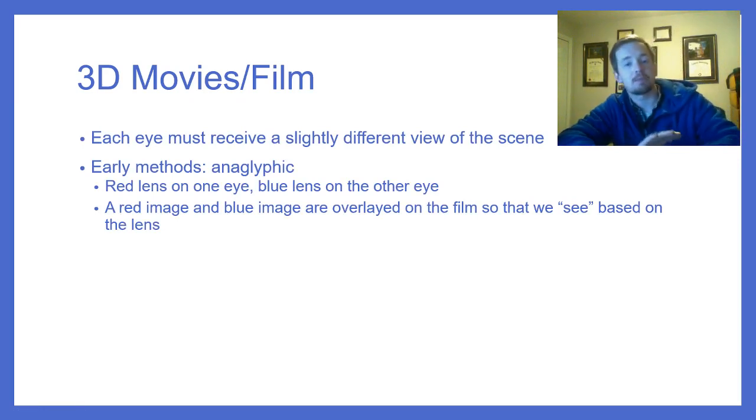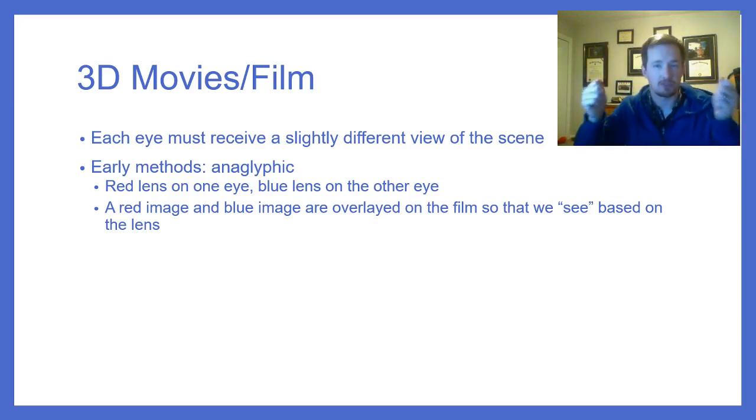So you may remember when we were talking at the very beginning of the chapter, we were talking about those two pictures and how they're very similar to one another. But if one eye sees just one of those images and the other eye sees just the other image, our brain puts it together as having some semblance of depth. That's exactly how 3D movies work.